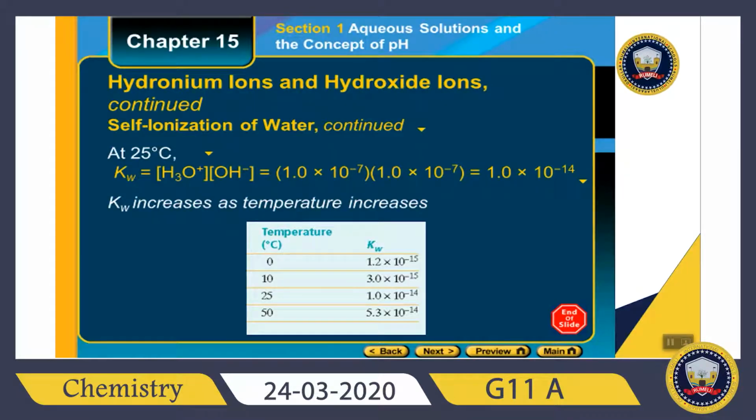The second slide explains that the ionization constant can be calculated at a specific temperature. So for each temperature we have a specific Kw. As you see, this is room temperature and this is the ideal ionization constant, but if the temperature decreased or increased, Kw will change.